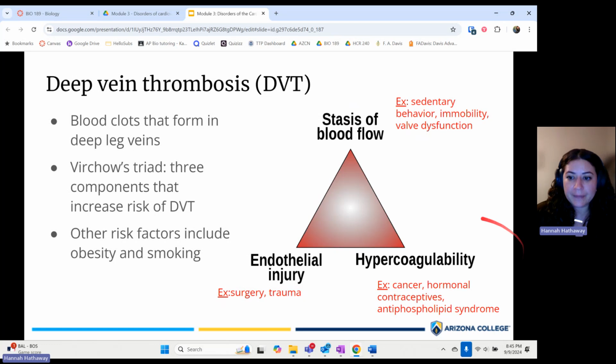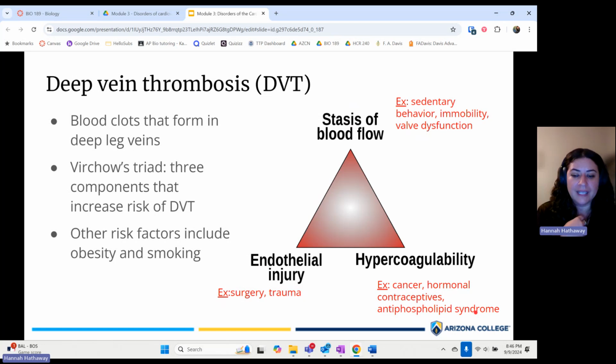And then the last piece is hypercoagulability. Hyper means more, or too much. And coagulability, blood clotting. So too much blood clotting. This can be due to all sorts of things. Cancers: if you have a cancer that's increasing platelet production, then that obviously would lead to hypercoagulability. Hormonal contraceptives like birth control pills increase coagulability. And then there are some specific diseases and disorders that also contribute to hypercoagulability.